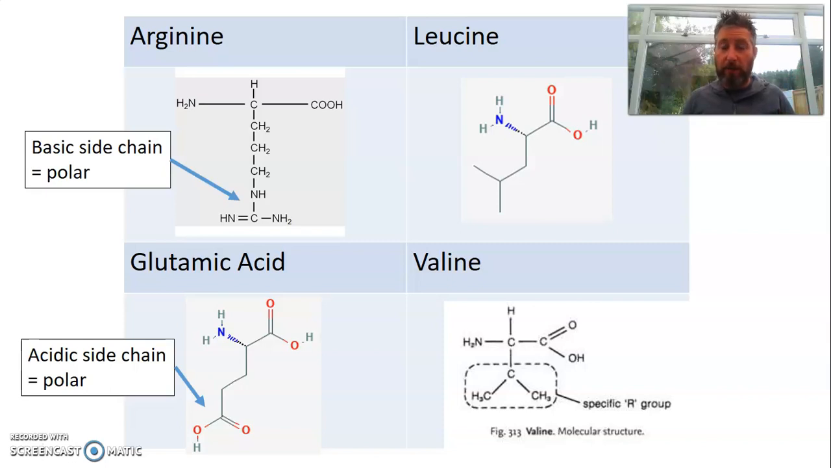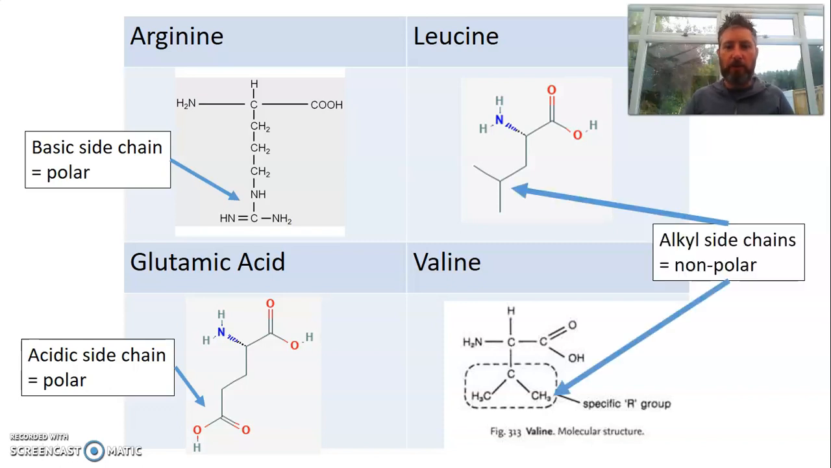Arginine and glutamic acid are both polar. Right, why is that important? Well, if you compare that to the other two, these have got alkyl side groups. They've just got CHs on.